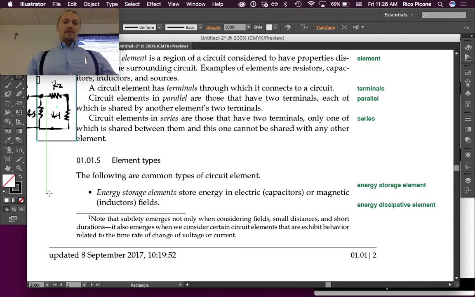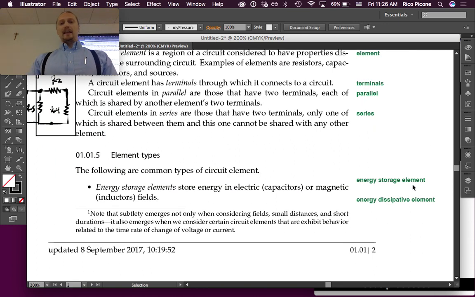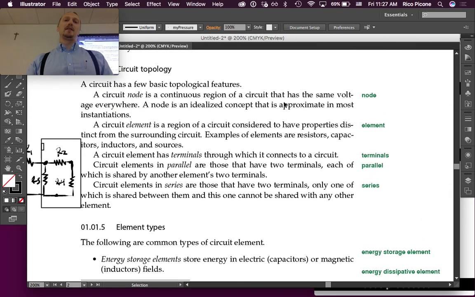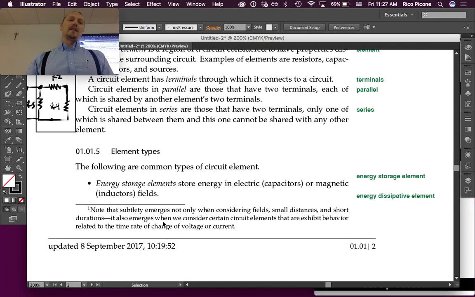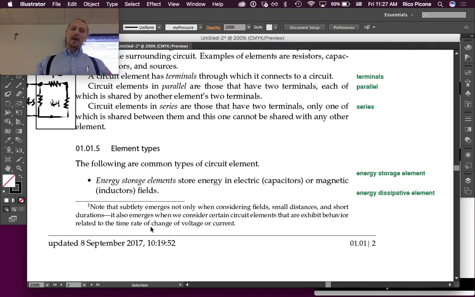Element types. This is the thing that's not in your notes, and I apologize for that. For the other crew, I had them just write it alongside their circuits discussion, over here on the side, so that's what you will have to do. My bad on that. The following are common types of circuit element.